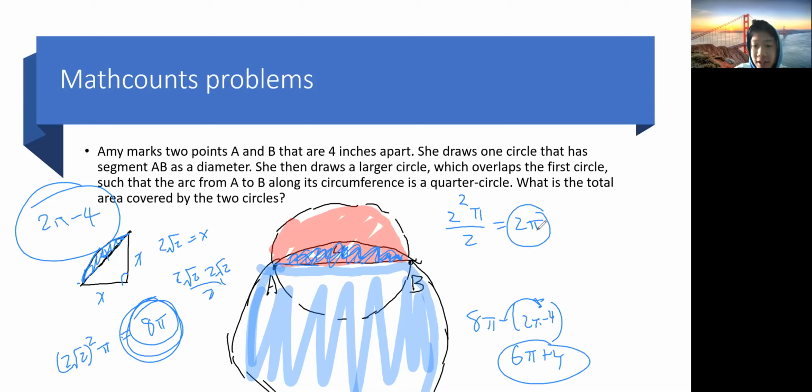The area of the red section is here, so we just add these two together. 6 pi plus 4. You get 8 pi plus 4, and that is the area, okay?